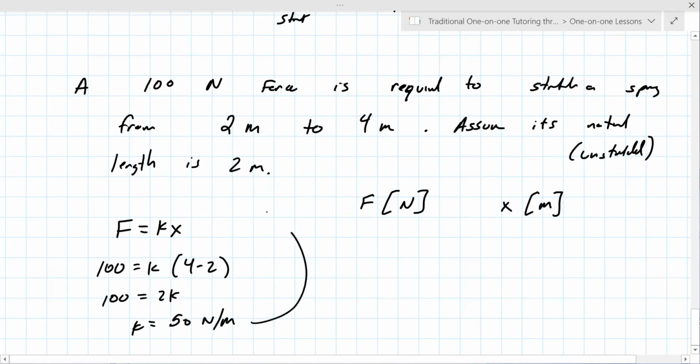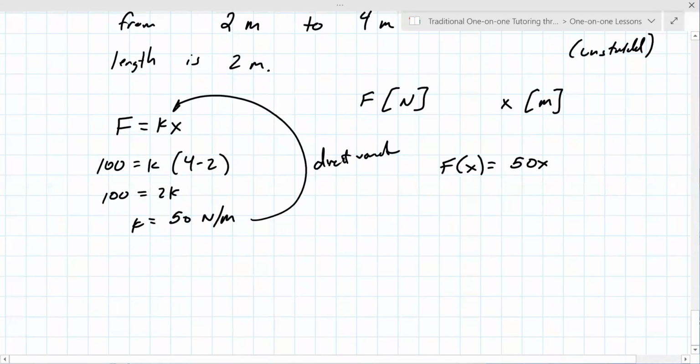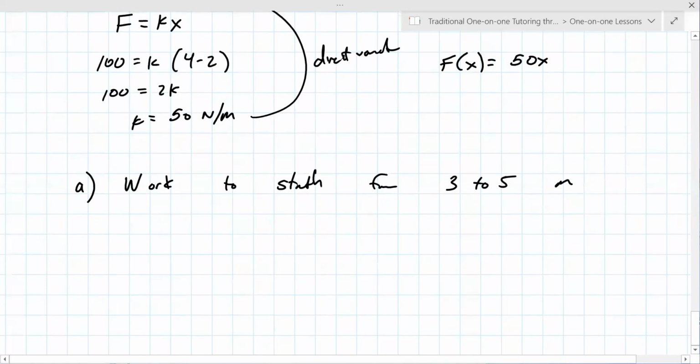You put that back in. Notice that's direct variation. You probably did that a bunch at some point. So your force function is 50x. Okay, so part A could be, what is the work to stretch from 3 to 5 meters? So this is the integral of 50x, because that's your f of x function, dx.